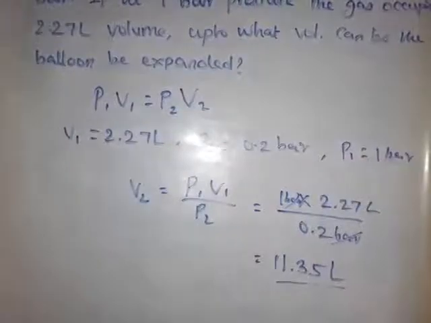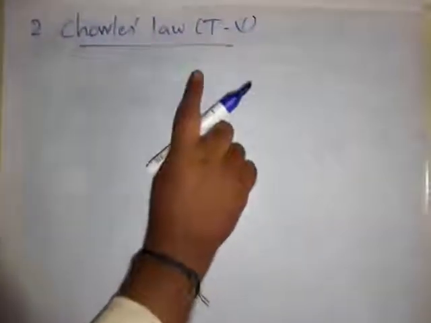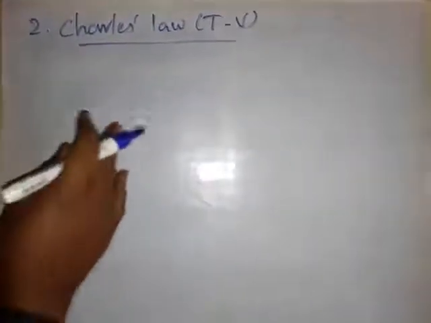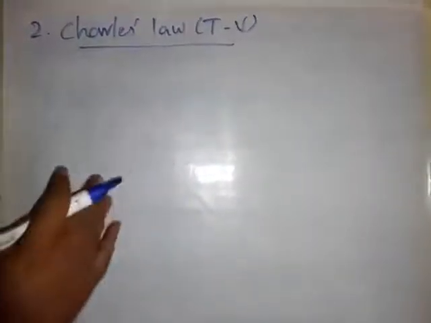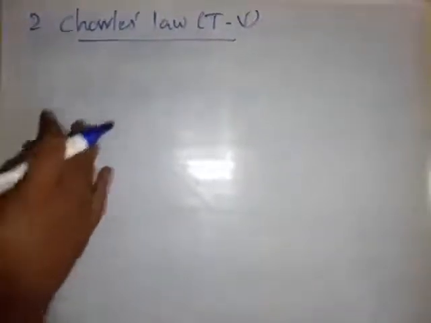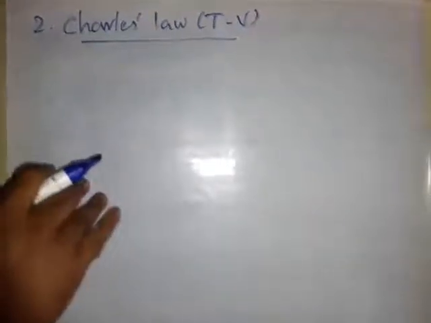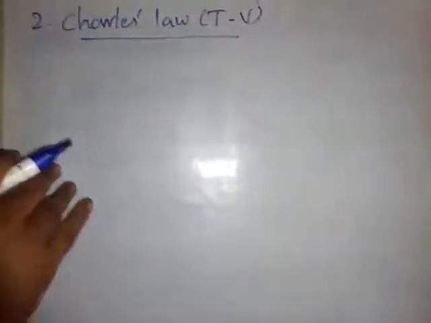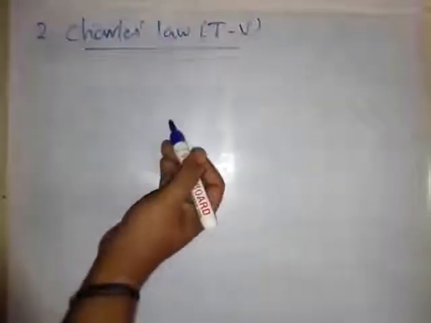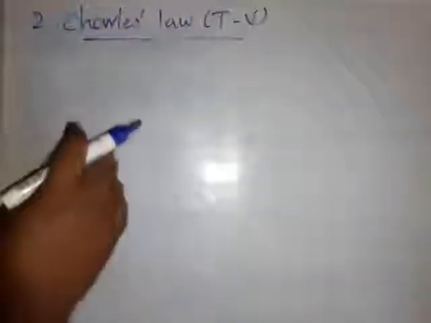Next is Charles' law. Charles' law is the relation between temperature and volume. Charles and Gay-Lussac independently performed many experiments on gases, to improve upon hot air balloon technology. Their investigation showed that for a fixed mass of a gas at constant pressure, the volume of the gas increases on increasing temperature and decreases on cooling.